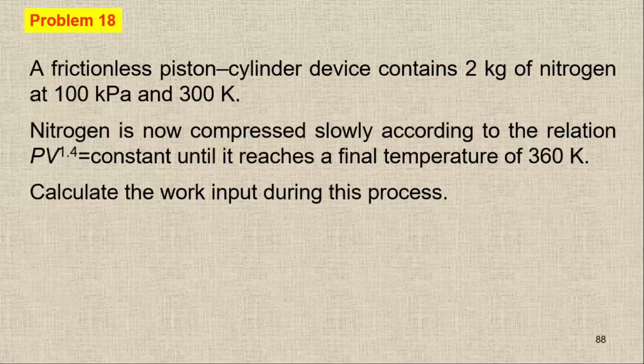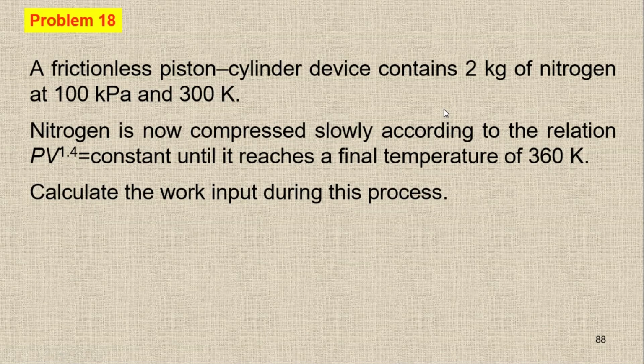Here, if you see, we have a frictionless piston cylinder device that contains 2 kg of nitrogen. So right now we have nitrogen, which means we have a gas, an ideal gas. We are going to treat the nitrogen as an ideal gas at 100 kilopascal and 300 Kelvin. So mass is given, pressure is given, temperature is given.